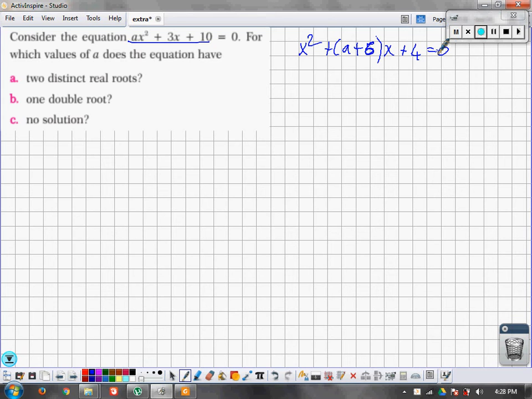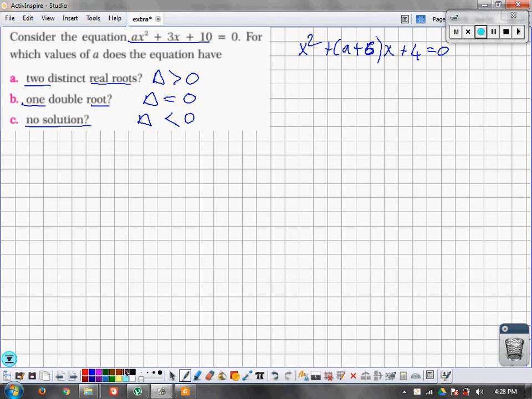Okay. Now remember the condition. When do we have two real roots? When do we have one single root? When do we have no root? It's all about the discriminant. So, to have two roots, the discriminant must be bigger than 0. For one root, the discriminant is equal to 0. For no solution, the discriminant is smaller than 0. So, we must find the discriminant.